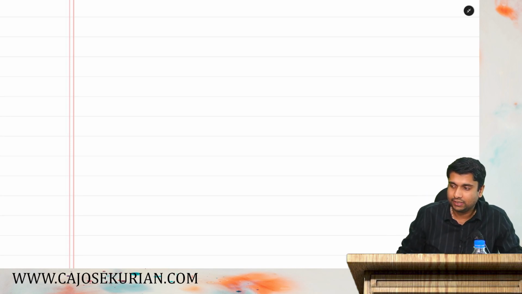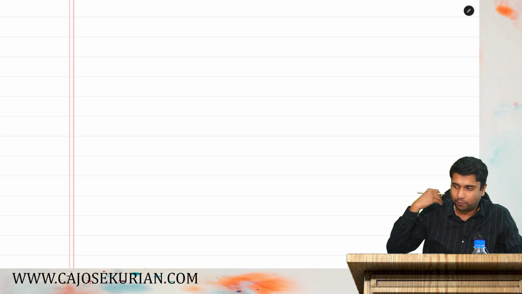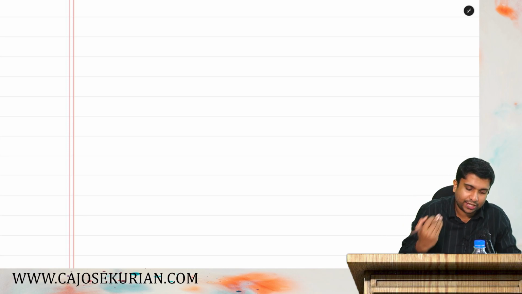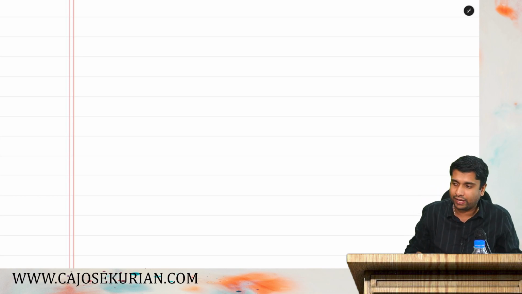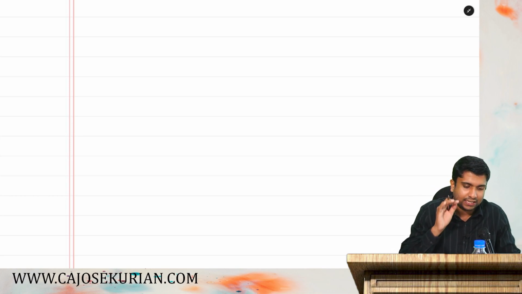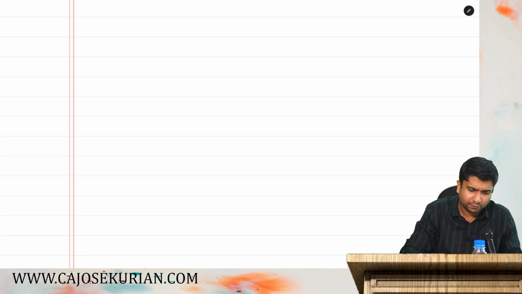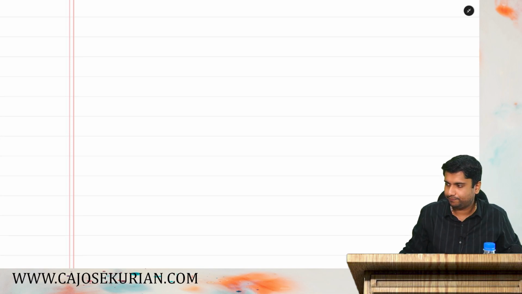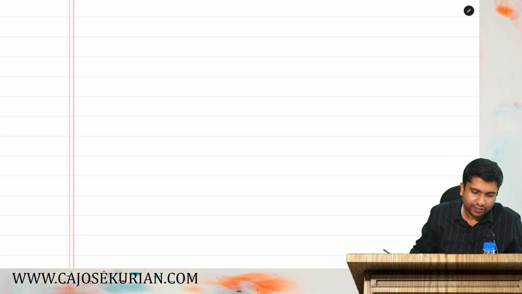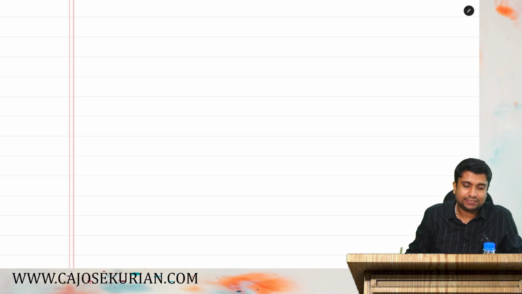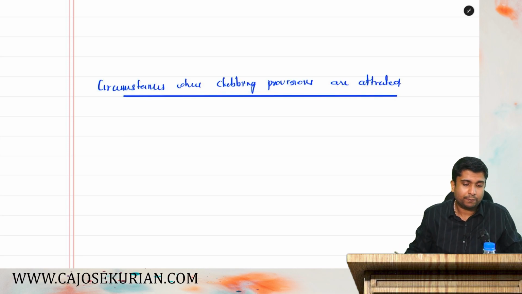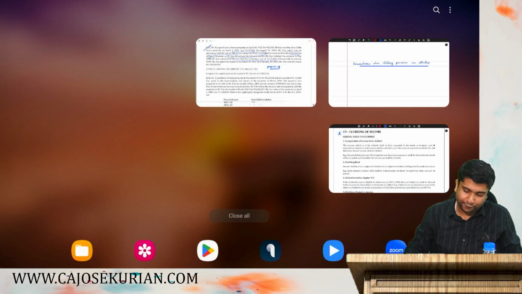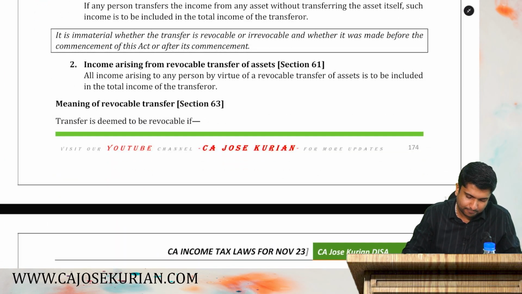Are you all with me? We are about to discuss the situations or scenarios where the department invokes the clubbing provision. So let's understand where they come up with this clubbing provision, starting with point number 1. We can write a heading: circumstances where clubbing provisions are attracted. Let's understand the first circumstance. That's a pretty simple circumstance.